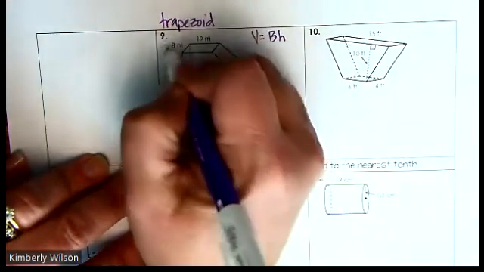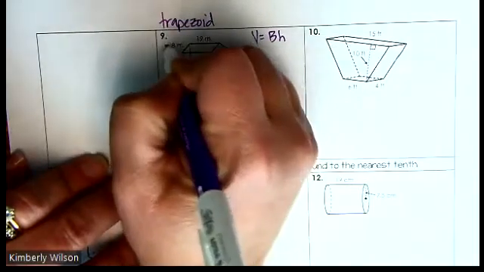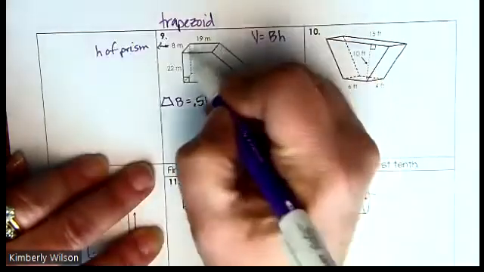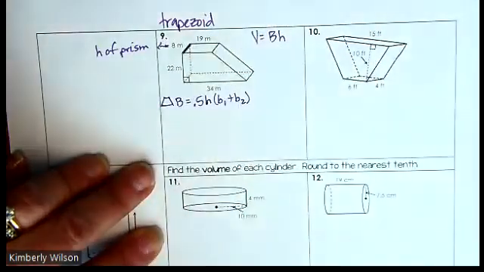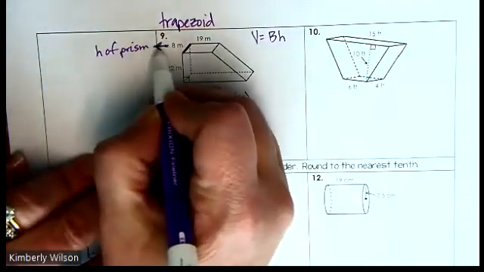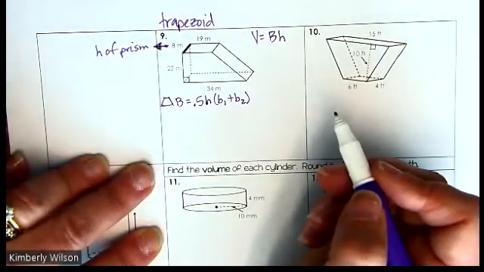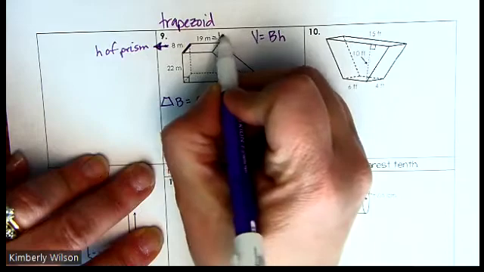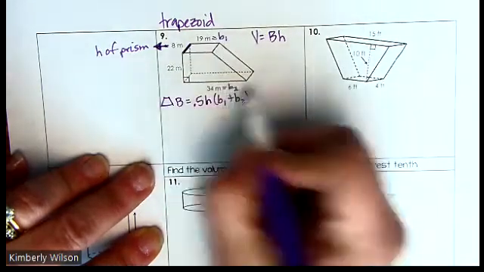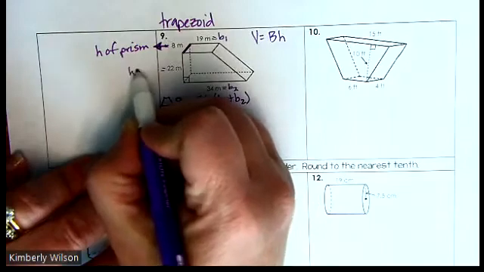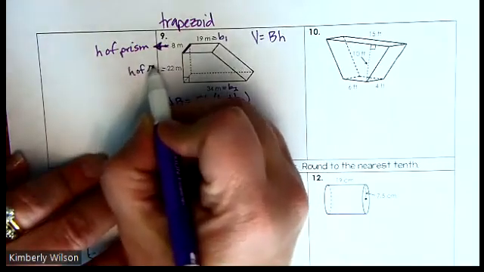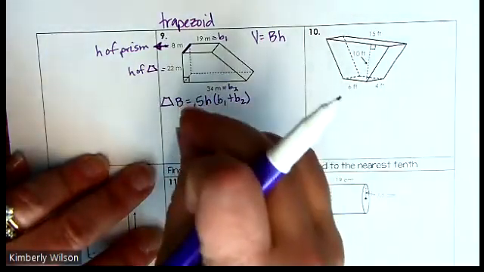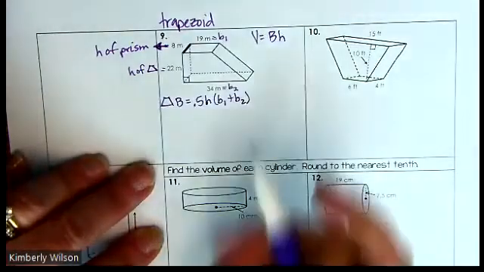Okay, well, this distance here, this is the height of the prism because it is the distance between the two trapezoids. Now I'm going to look at the trapezoid itself. So I've got base 1, so this is equal to B1. This is equal to B2. And this is the height of the trapezoid. Notice I label everything on my figure. So therefore, I can now take that information. I don't have to remember. I just take it and plug it into my formula.